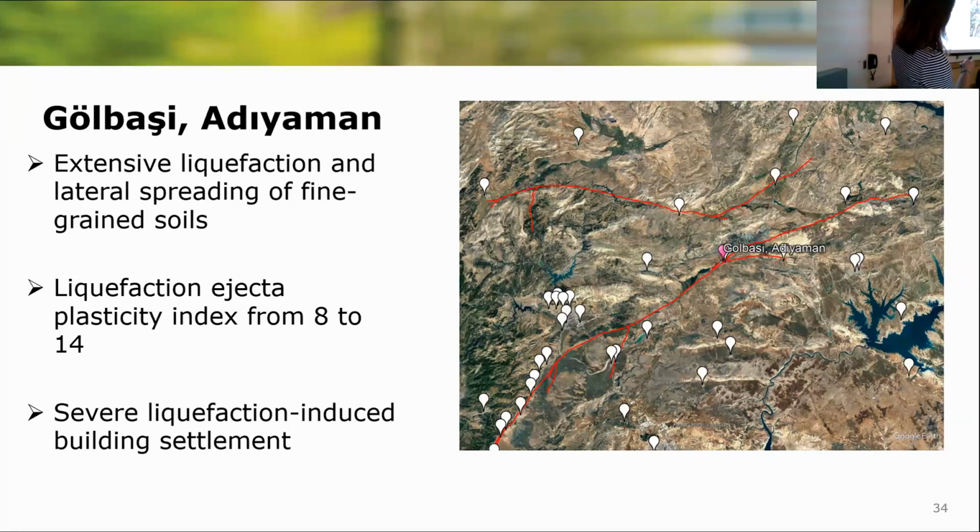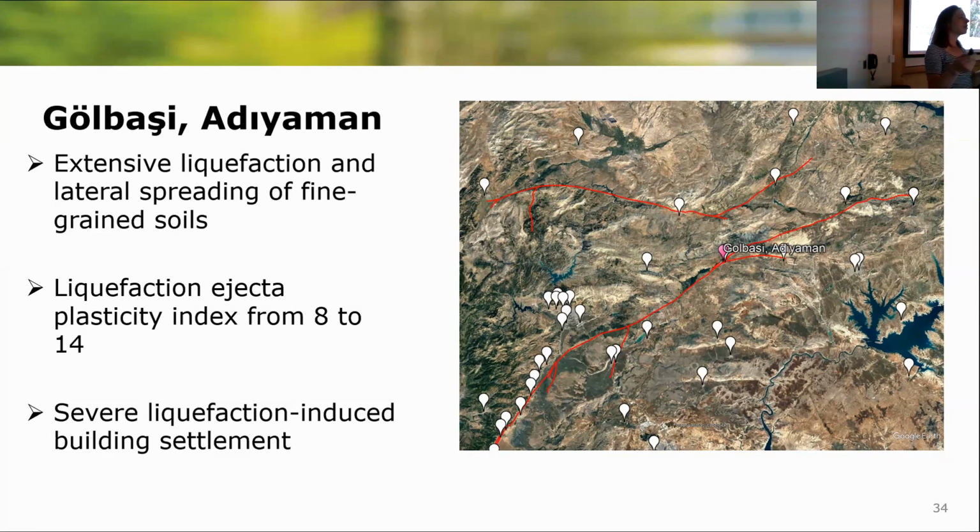Now moving on to Gulbashi, up here in the north. This area was significantly shaken. You can see, actually that might just be a splay of one of the faults, but you can see that it's very, very close to the main fault, the Eastern Anatolian fault that ruptured, and then it was strongly shaken by both events. What we saw in Gulbashi and other reconnaissance teams is extensive liquefaction and lateral spreading, particularly in fine-grained soils that have plasticity from 8 to 14.